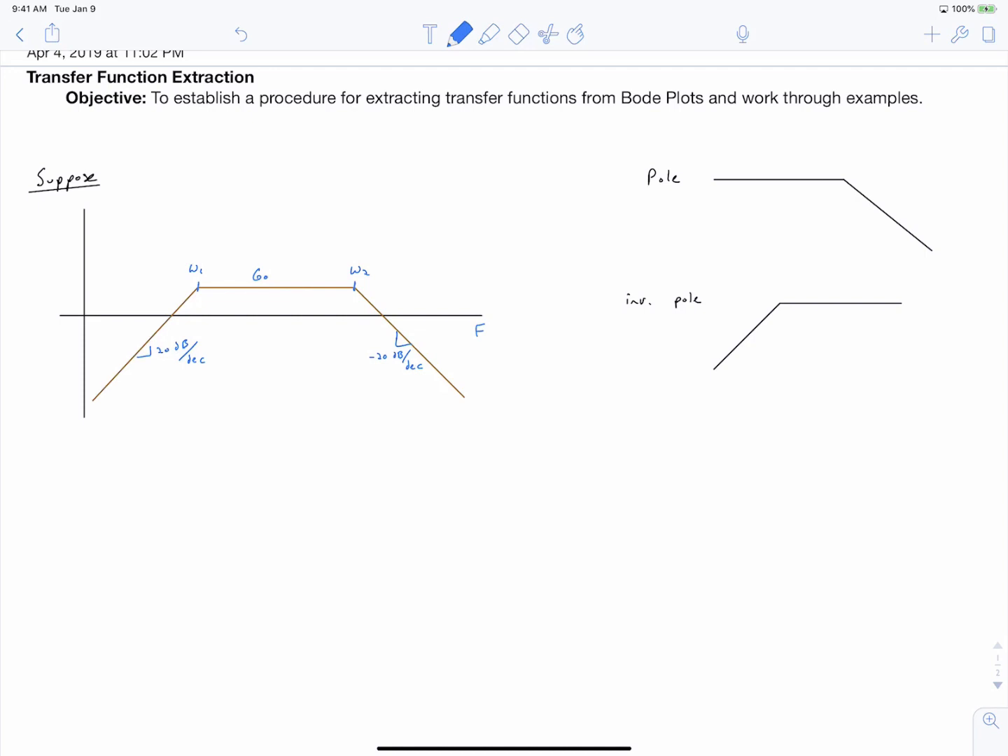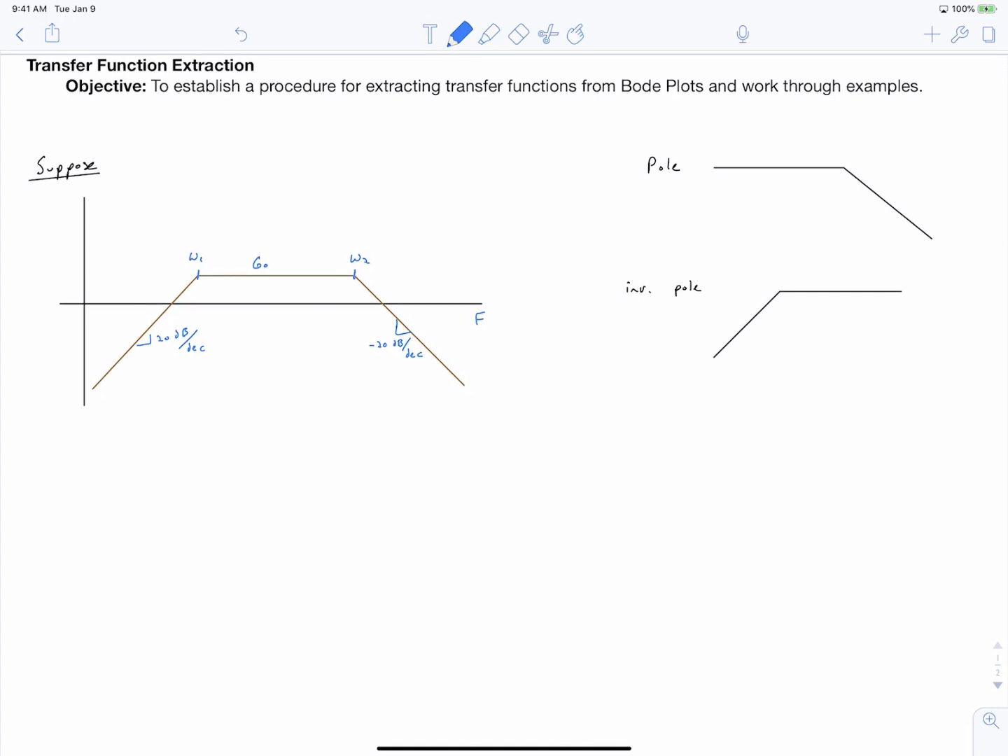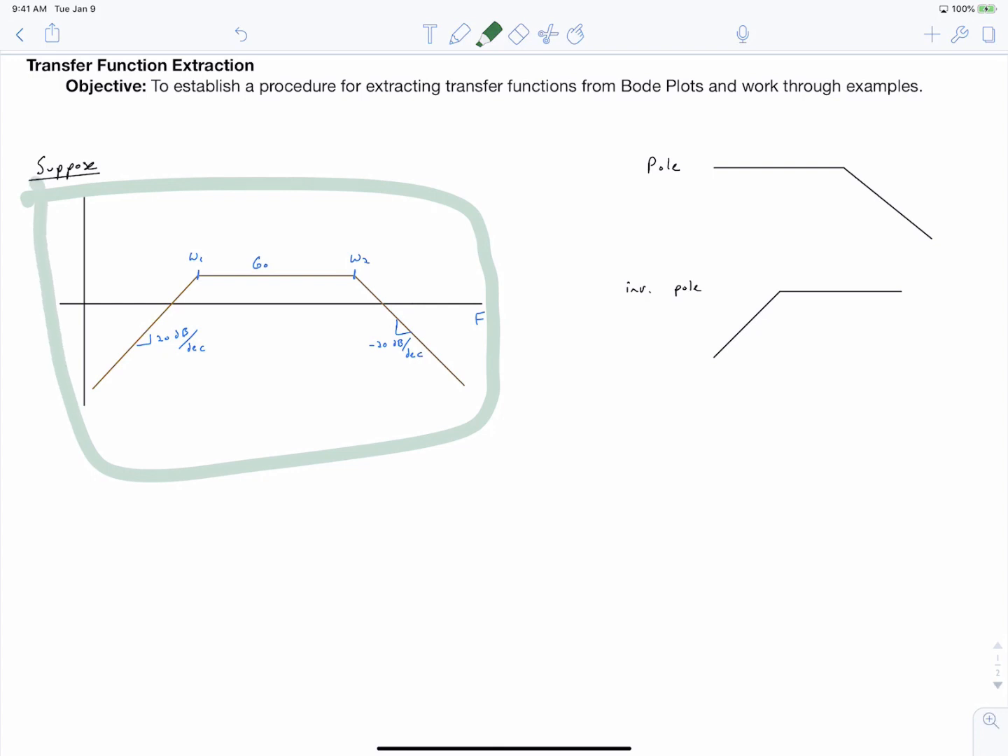The objective of this video is to establish a procedure for extracting transfer functions from Bode plots, and then to work through several examples. For the most part, this is not new theory, but we're going to work with theory that we've established in previous videos to build up a methodology so that we can go from a Bode plot like I've drawn on the left here to a mathematical transfer function in the Laplace domain.